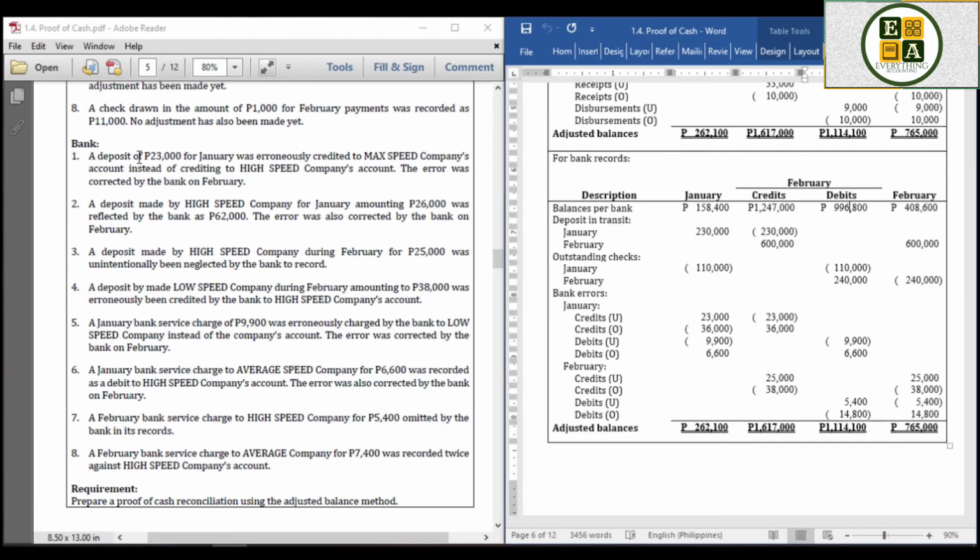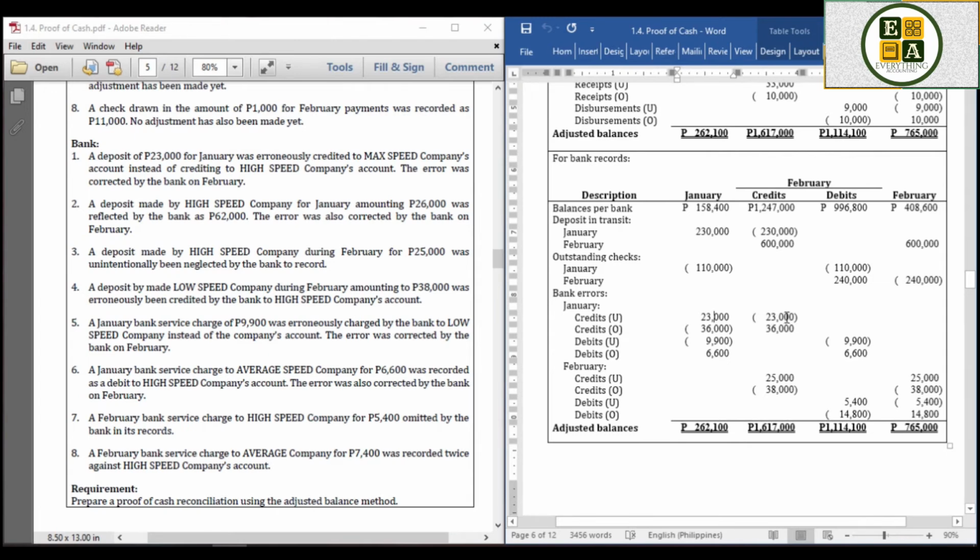Sabi dito, a deposit of 23,000 for January was erroneously credited to Max Speed Company's account instead of crediting to High Speed Company's account. The error was corrected by the bank on February. Ibig sabihin lang yan, deposit natin yan, pero hindi na record sa ating account. In turn, na-record yan dun sa account ni Max. So, understated yung ating January cash balance. So, add tayo dito ng 23,000. Since na-correct siya sa February, bawasan natin dito ng 23,000.